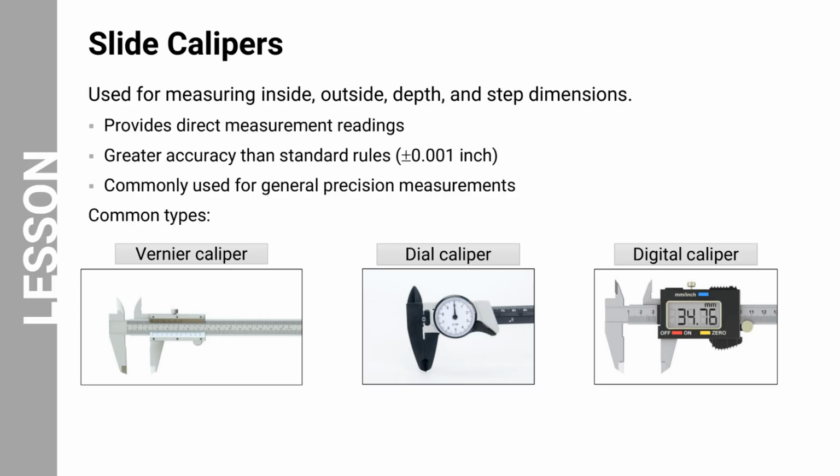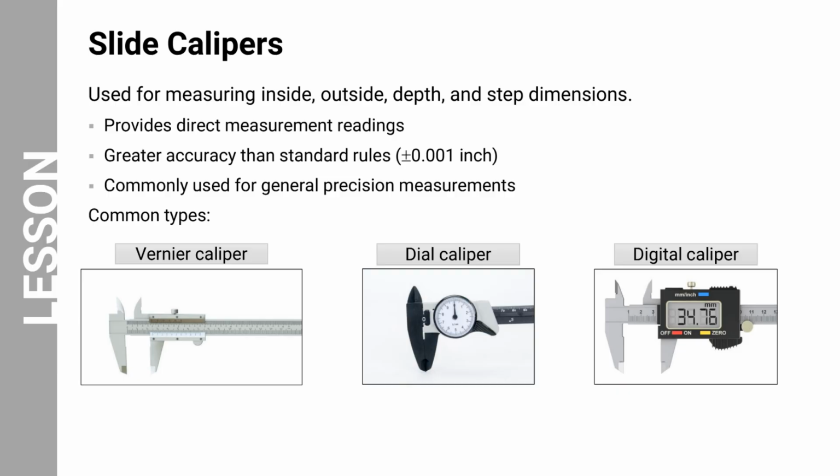Slide calipers are designed to measure inside, outside, depth, and step dimensions using a single instrument. The three common types are vernier, dial, and digital calipers. These differ primarily in how the measurement is displayed. Vernier types require scale alignment, while dial and digital versions simplify reading. These tools typically provide accuracy around plus or minus 0.001 inch.